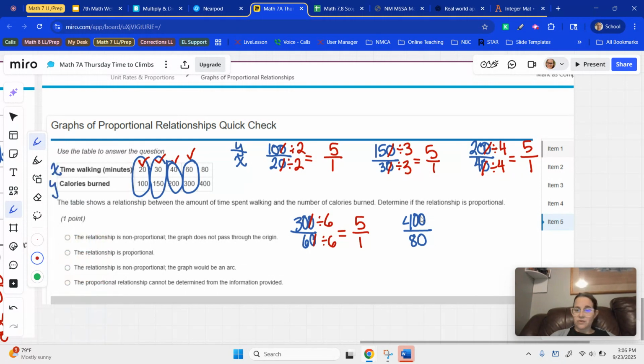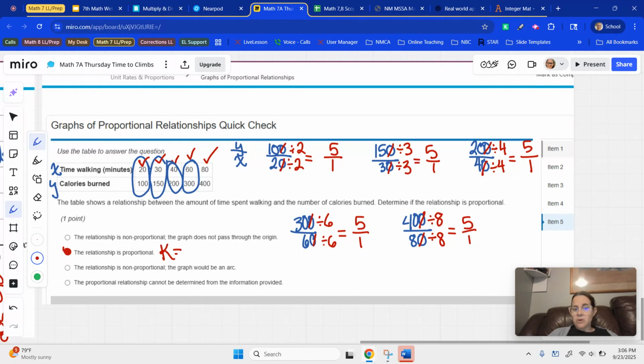Second number over the first number. Let me divide these by 10. Then I'll divide by 8. 40 divided by 8 is 5. Yay! They all match. So I'm going to say this relationship is proportional.